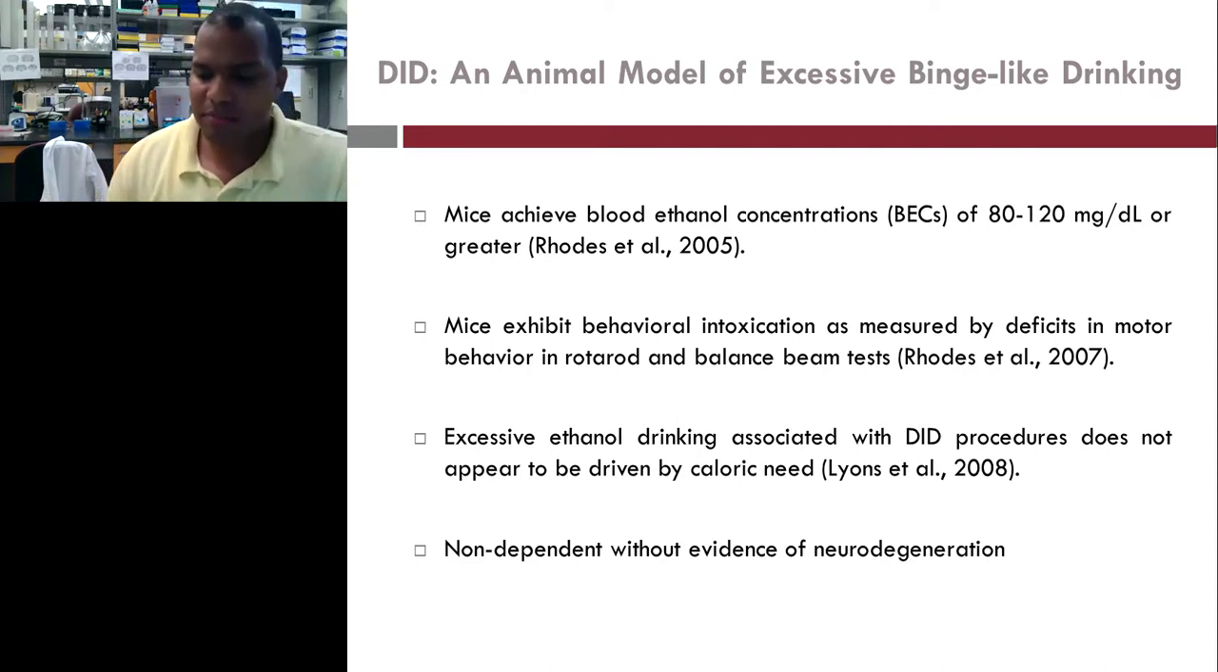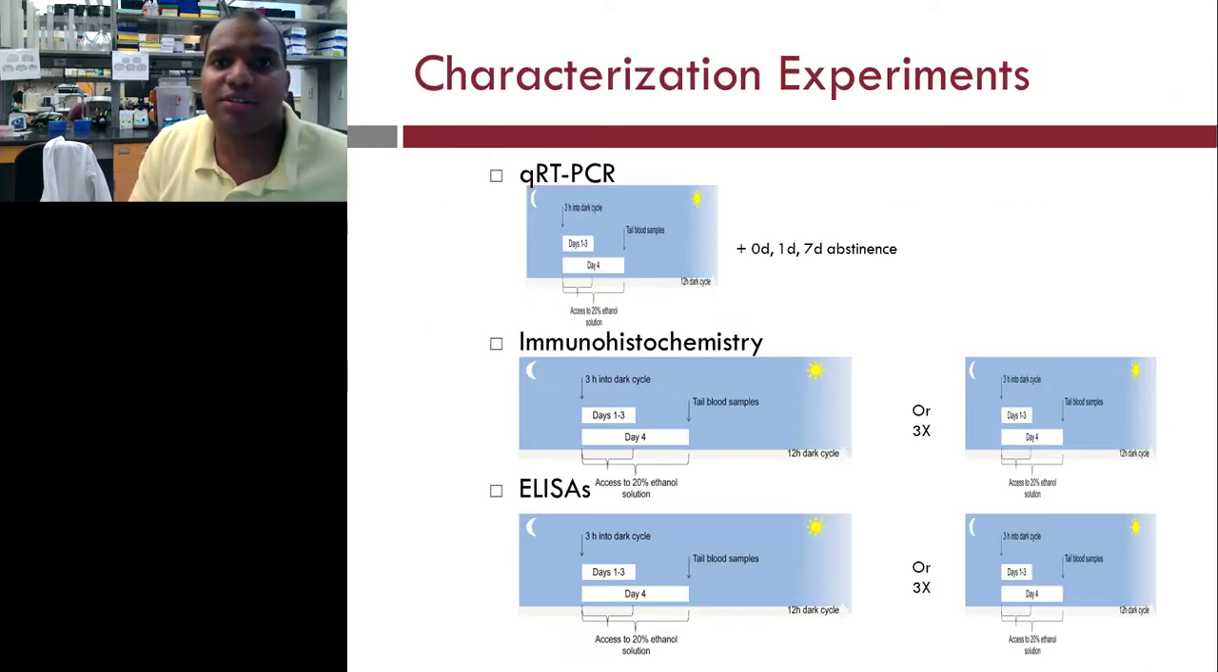The other important part about this model is that these mice that drink in this period are not dependent, and they don't show evidence of neurodegeneration. So we can look to see what's happening to the neuroimmune system way before someone, anthropomorphizing, way before someone is actually dependent on alcoholism or on alcohol. And so the first thing that we do is characterize what's going on to the neuroimmune response.